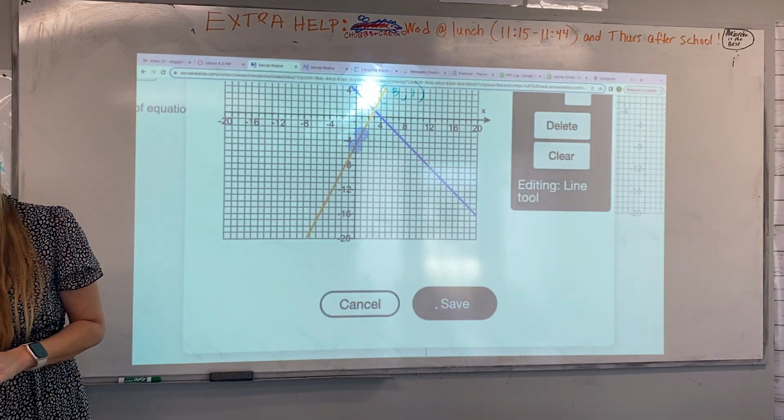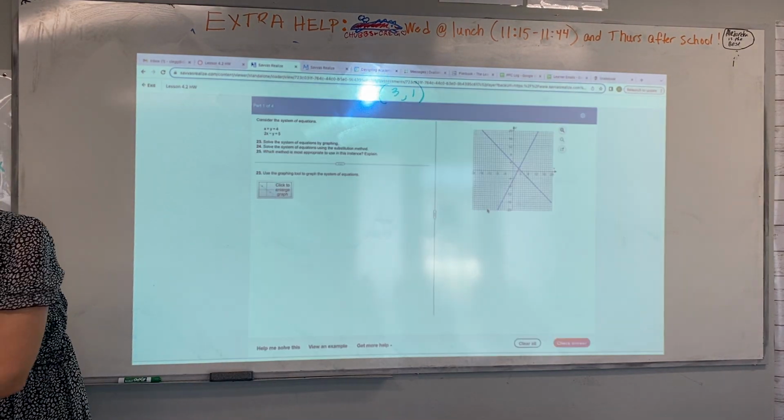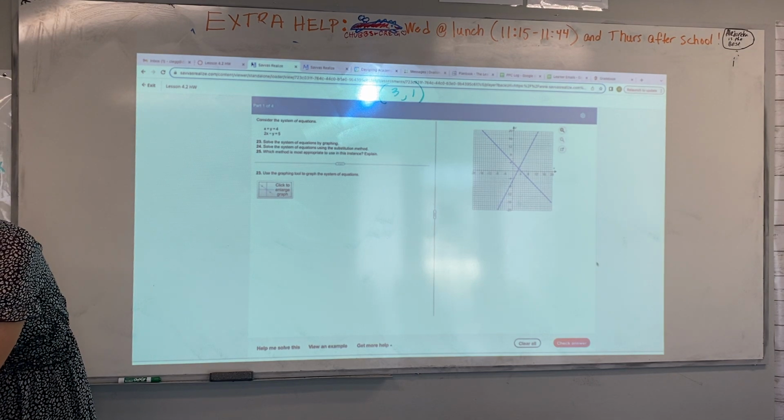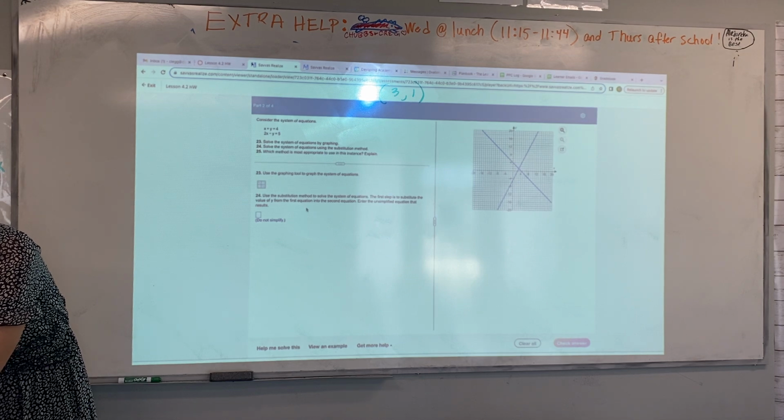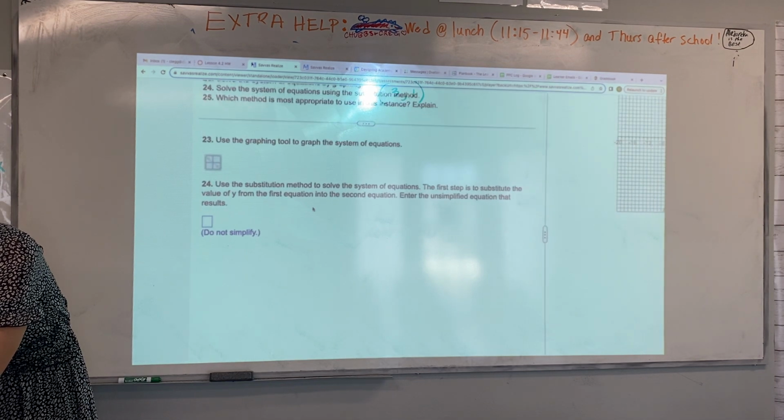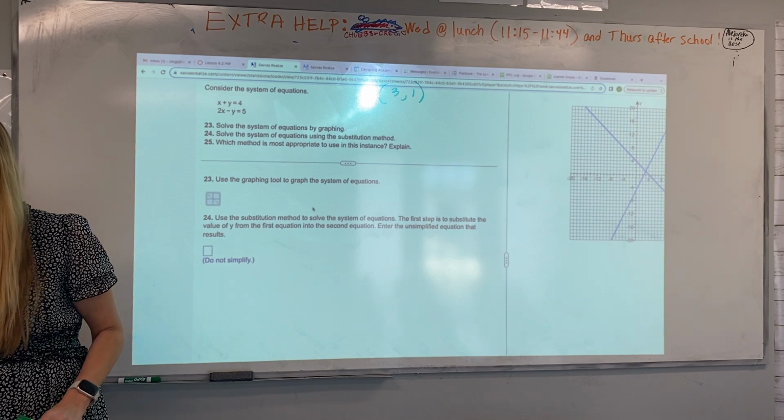Let me see if I can save this. Okay, check answer, make sure we did it right. Well done. Okay, so for the 24 it says, now use the substitution method to solve the equations.